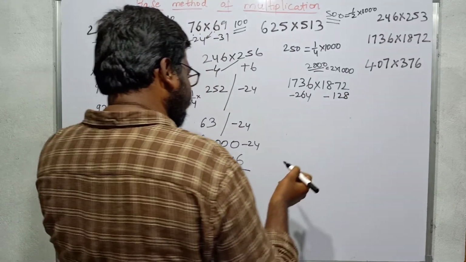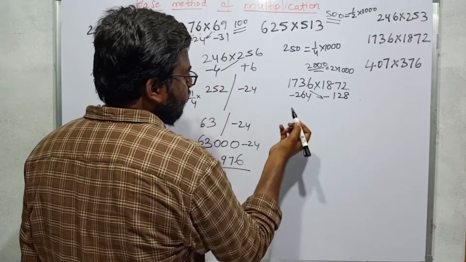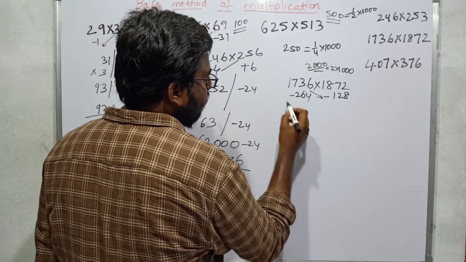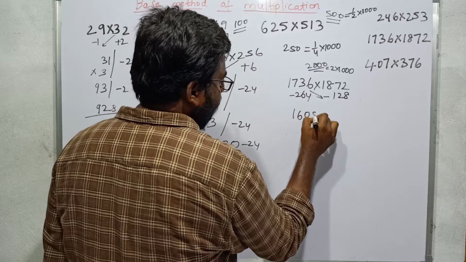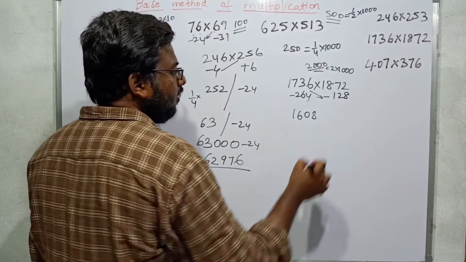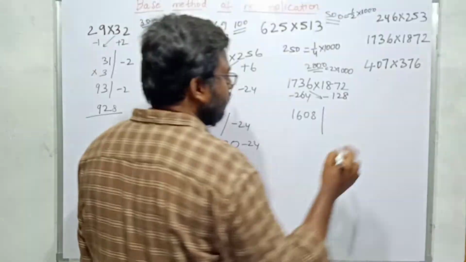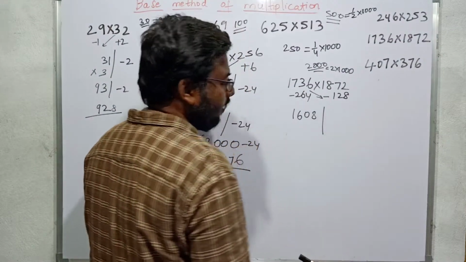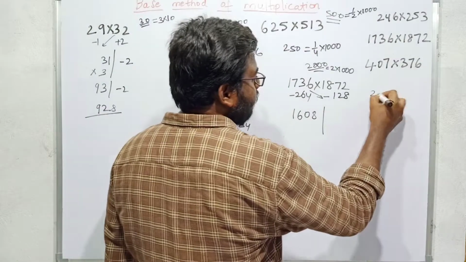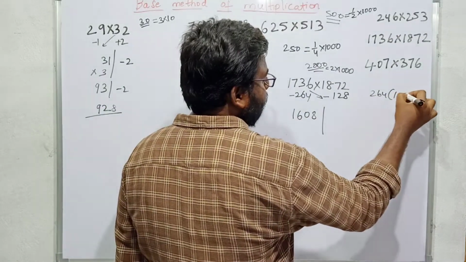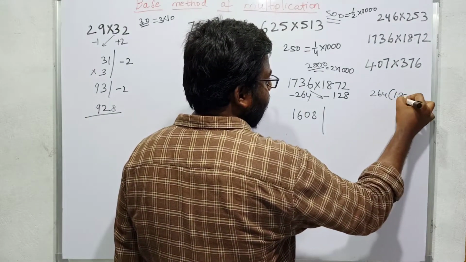So if I operate this on the small number, what will I get? 1736 minus 128 is 1608. I will get 1608 as the result. And here 264 into 128. I have to calculate 264 into 128. I can calculate this in two ways: 264 into 125 plus 3. I can write 128 as 125 plus 3.